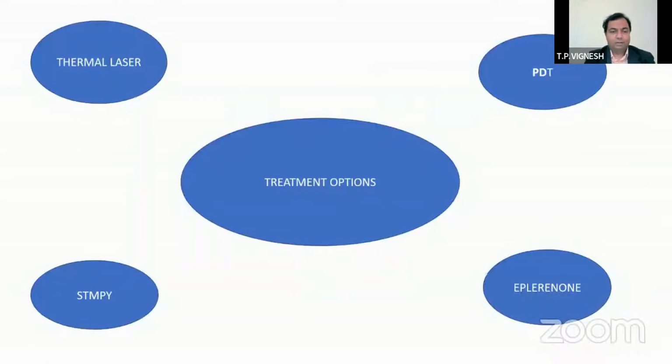So the treatment options that came to my mind were thermal laser, micropulse laser, PDT, and eplerenone. The problem with laser was that since the fibrin was so dense, it may be difficult to focus and give the laser exactly to the leaking areas. So I decided not to go with the laser, and PDT is not available. The only option I had was eplerenone.